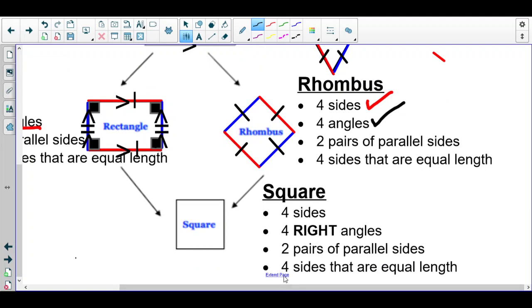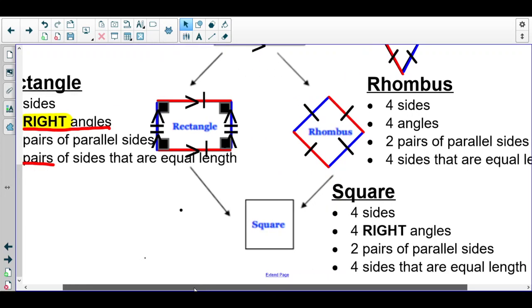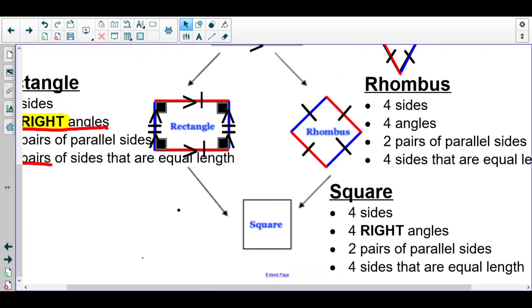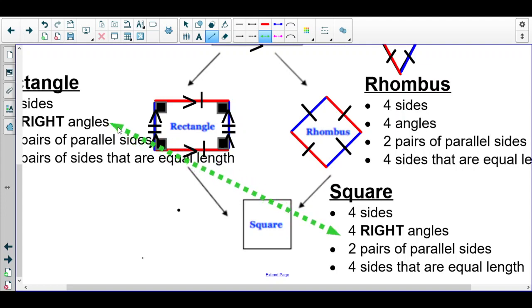Now let's come down to the square. And the square seems to have properties from both of these up here. So let's take a closer look here. 4 sides, well, that's what we've been dealing with so far, 4 sides. 4 right angles, all right? So we're going to get our Q here, all right, from the rectangle family. All right, so 4 right angles comes right there.